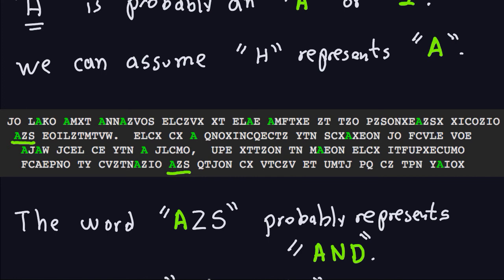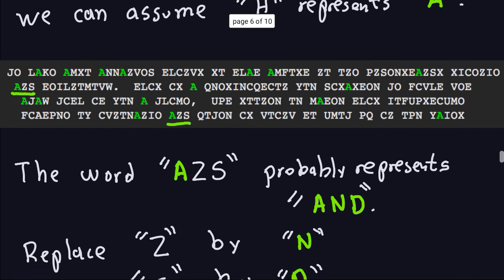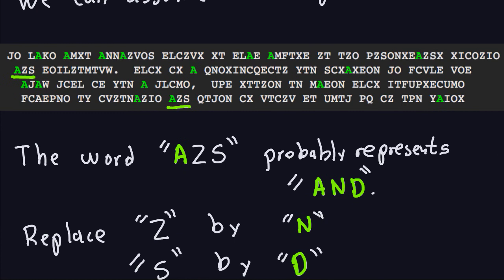What does that mean? It means that the letter Z will probably be the letter N, and the letter S will probably be the letter D, because, of course, I'm assuming that this is the word AND. So Z will be N and S will be D. So what I'm going to do now, with this combination of ciphertext and plain text that I have right here, is replace the letter Z in white by the letter N in green, and the letter S in white by the letter D in green.